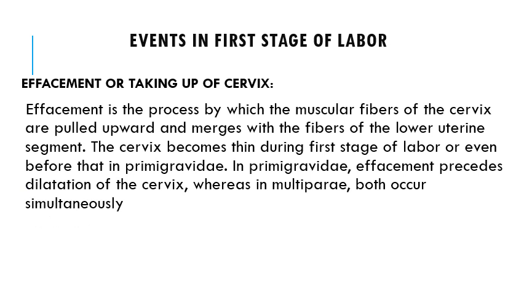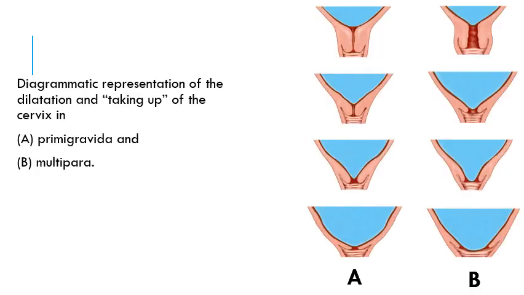Next, effacement of the cervix, also known as taking up of the cervix. It is a process by which the muscle fibers of the cervix are pulled upwards and merge with the fibers of the lower uterine segment. The cervix becomes thin during the first stage of labor or even before that in primigravidae. In primigravidae, effacement precedes dilatation of the cervix, whereas in multiparae, both the processes occur simultaneously. So this is a diagrammatic representation of dilatation and taking up of the cervix in primigravidae and in multiparae.